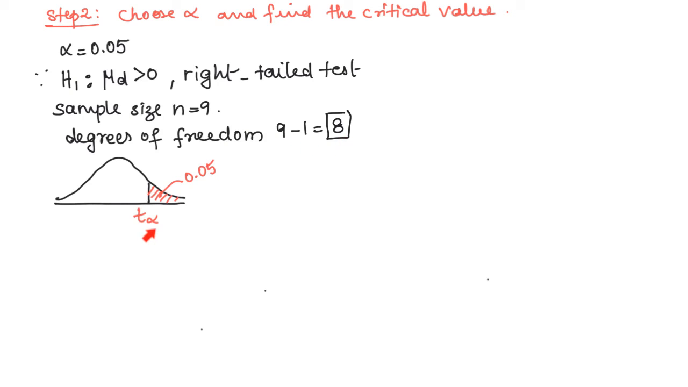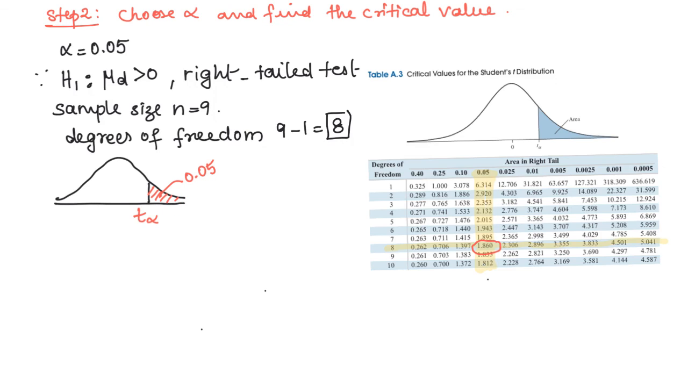The critical value will be t alpha, that is the value for which the area to the right side of t alpha equals 0.05. In table A3, look at the row corresponding to the degrees of freedom 8, and the column corresponding to the area 0.05, and the intersection of those two is 1.860. That is the critical value.